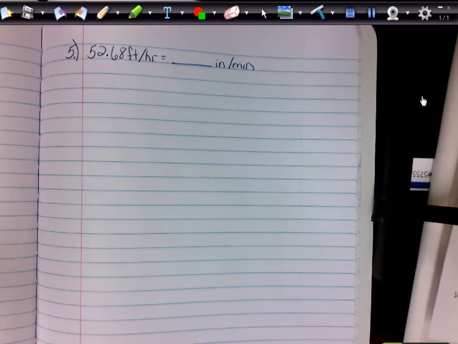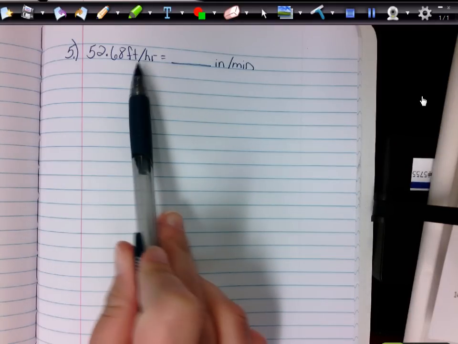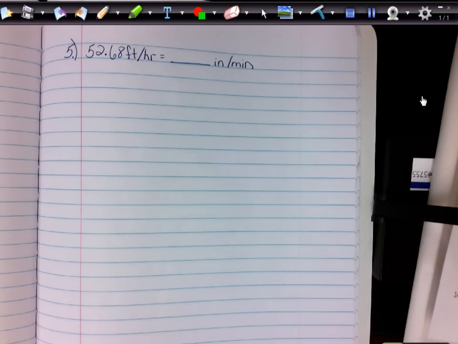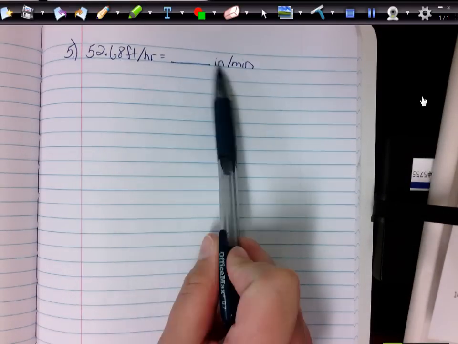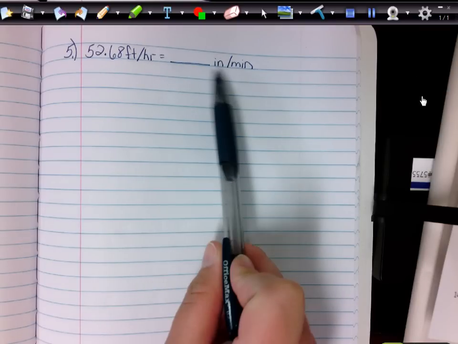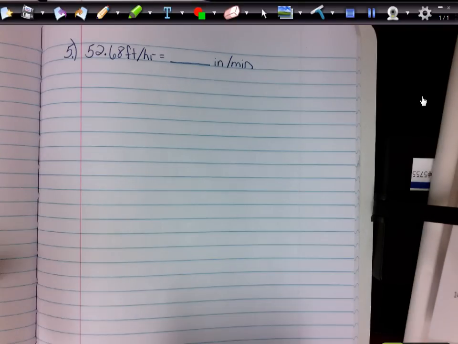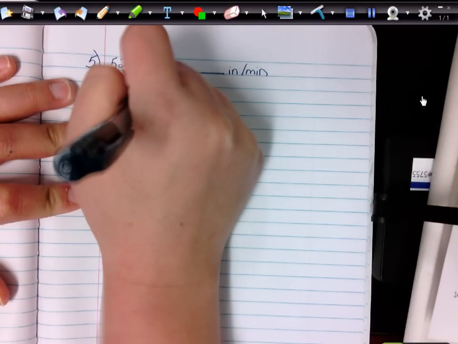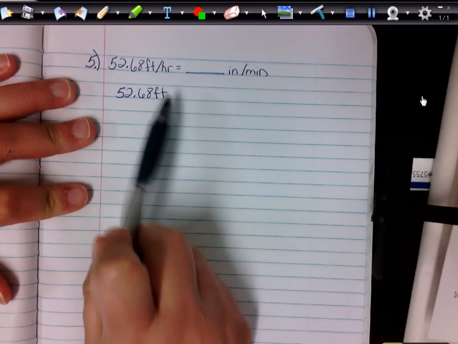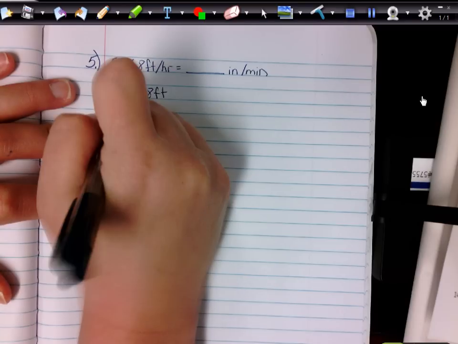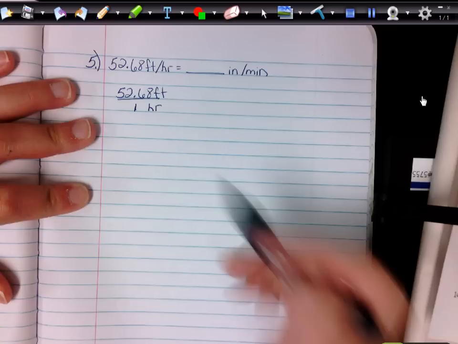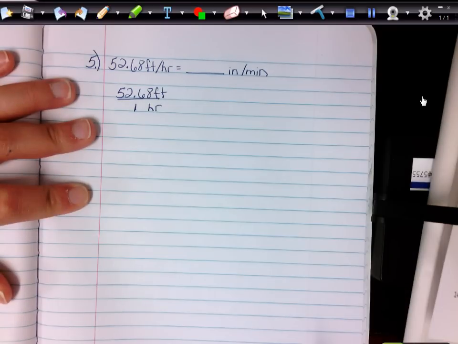All right, the last two that we're going to look at are going to be a little bit different. Here, I have 52.68 feet per hour, and I want to know how many inches per minute that is. So here, I don't just have feet to inches. I also have hours to minutes. So I'm going to set this up in a little bit of a different way. I'm going to say 52.68 feet. And this is feet per hour, so feet over hours. So when I go to set up my fraction, I'm still going to put a 1 on the bottom, but I'm going to put hours on the bottom. That way it's feet per hour.